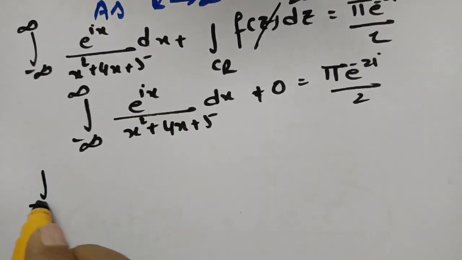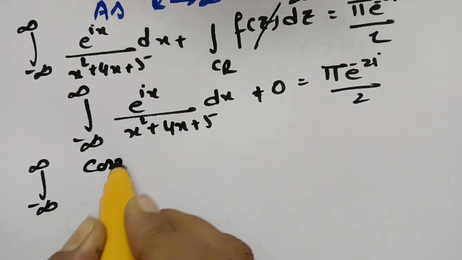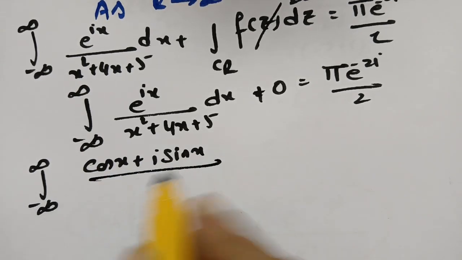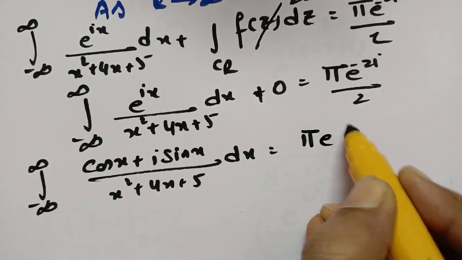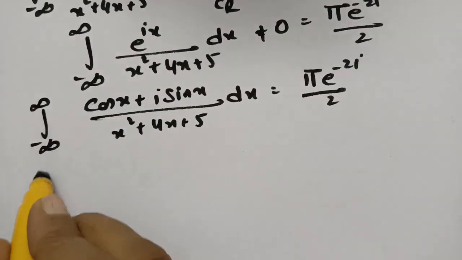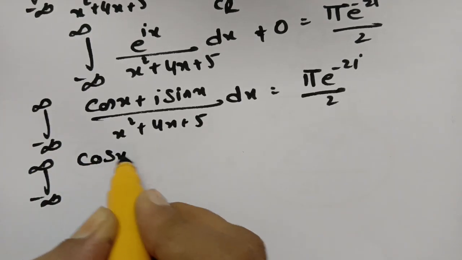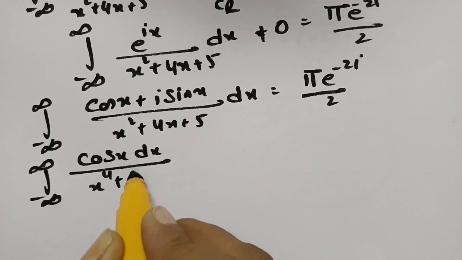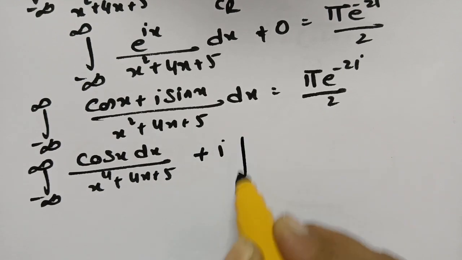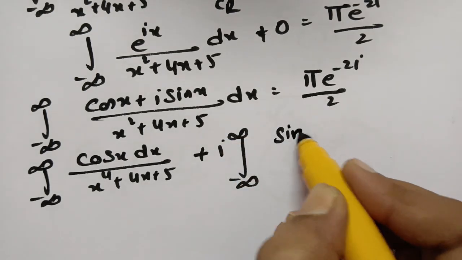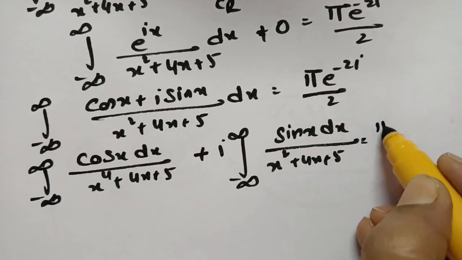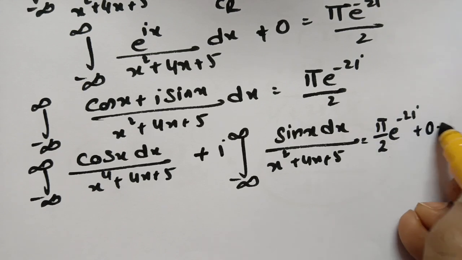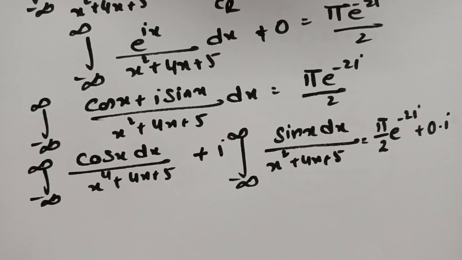And this one I can write as the integral from minus infinity to plus infinity of cos x plus i sin x by x square plus 4x plus 5 into dx, is equal to pi into e power minus 2 by 2. So if I split this into real part, that is the integral of cos x dx by x square plus 4x plus 5, plus i times the integral from minus infinity to plus infinity of sin x dx by x square plus 4x plus 5, is equal to pi by 2 e power minus 2i plus 0 into i times. After equating the real parts and imaginary parts, we need the real part.